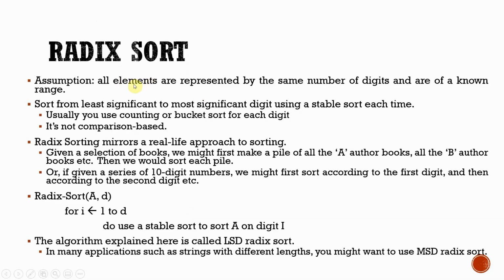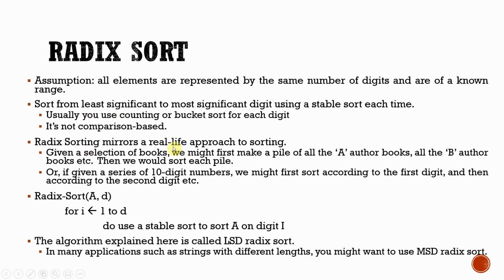In Radix sort, the assumption is that all elements are represented by the same number of digits and are of a known range. We sort from least significant to most significant digit using a stable sort each time. This is called LSD Radix sort. There is also MSD Radix sort, but in this lecture we start sorting from least significant to most significant digit. Usually you use either counting sort or bucket sort for each digit, and this method is not comparison based.